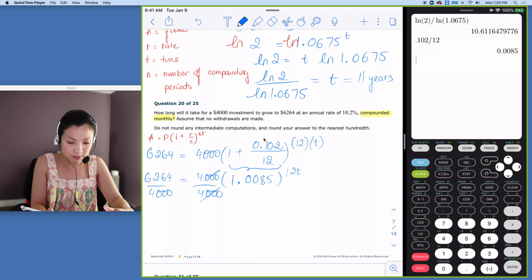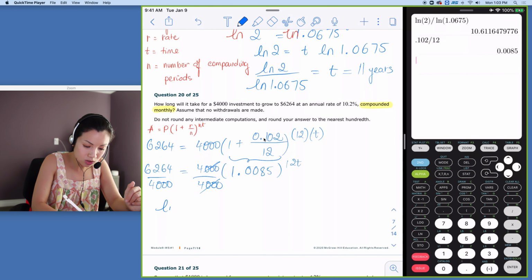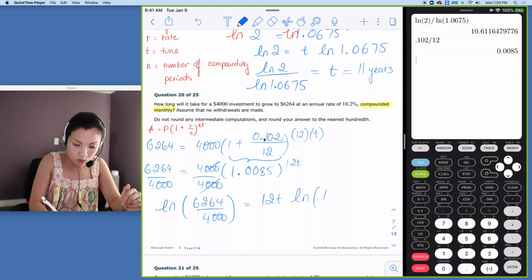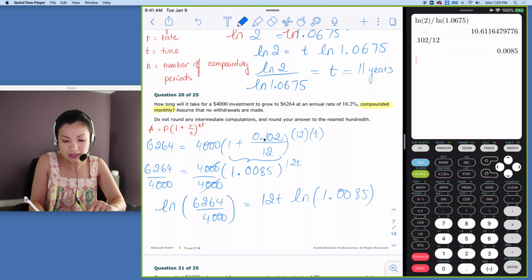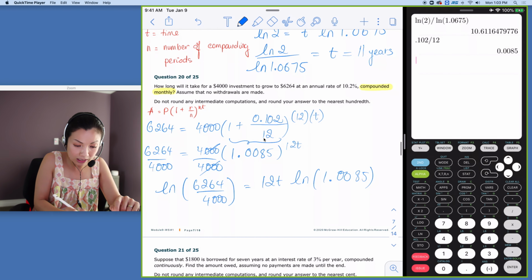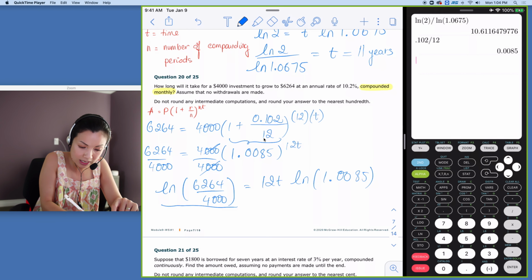Now, once again, I'm going to apply ln. So I'm going to do ln of 6264 divided by 4,000 equals 12t ln of 1.0085. And you can see that you can divide by 12 times ln. So what I'm going to do is take the whole thing right there, divide by 12, ln of 1.0085.